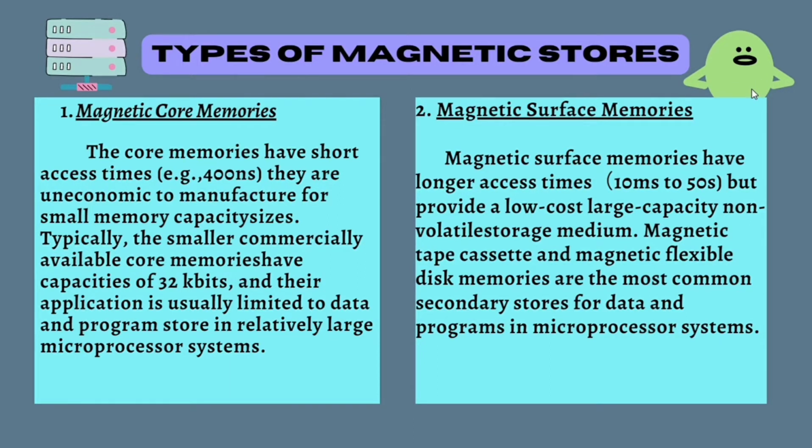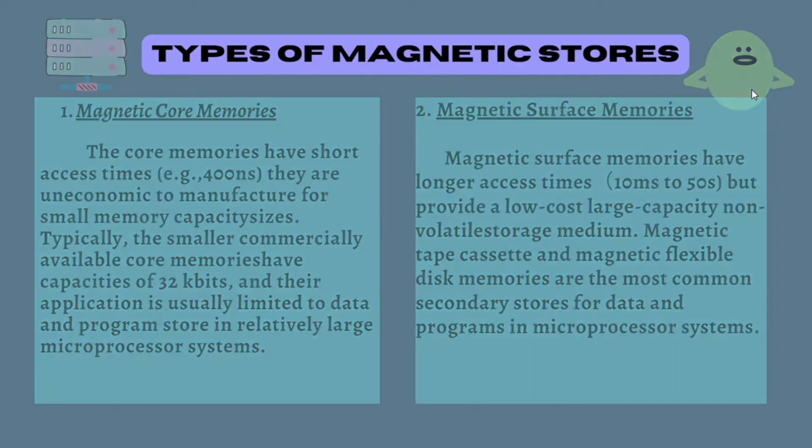The second one is the magnetic surface memories. Magnetic surface memories have longer access time but provide a low-cost, large capacity, non-volatile storage medium. Magnetic tape, cassette, and magnetic flexible disk memories are the most common secondary stores for data and programs in microprocessor systems.